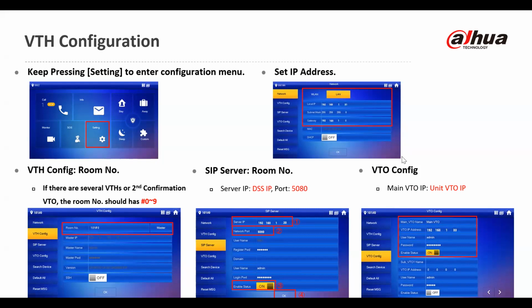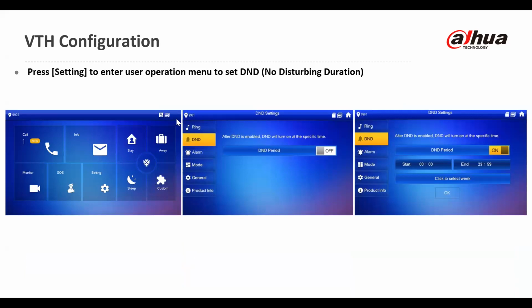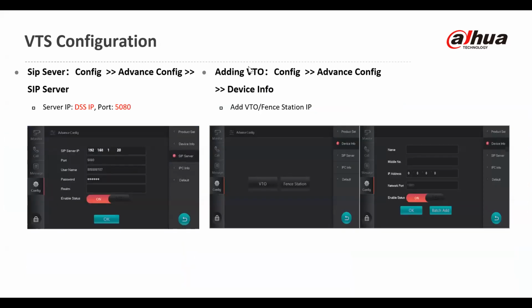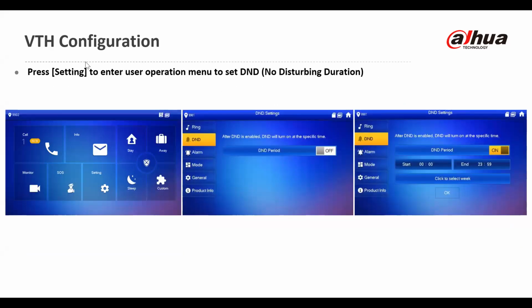Then VTH configuration, to enter the operation menu to set DND, no disturbing duration. After no disturb, then VTH configuration: press the setting to enter the user operation menu to set no disturbing duration. That's if it's necessary for you. But if it isn't, there's no need of putting no disturbing duration.